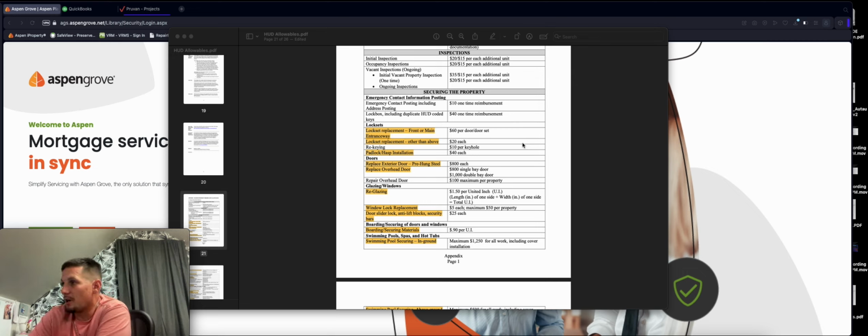Lock set replacement other than above. This is all your secondary locks. The HUD allowable says 20 minus 25%, that's 15. Can you do it for $15? The answer is no. Now, do you do it? Yes, you do, because everybody in the industry does it, and you don't want to be the guy who says I'm not going to do it for that price, because then they'll find somebody else to do it.